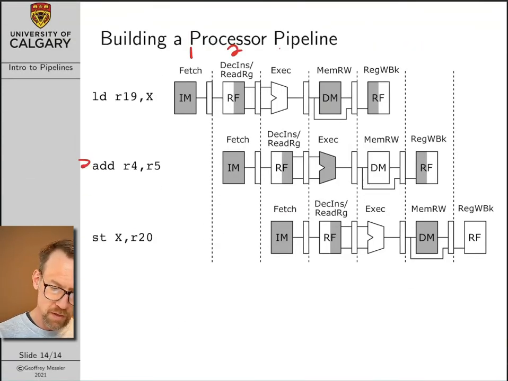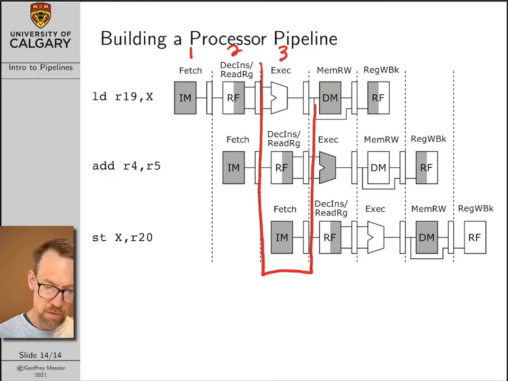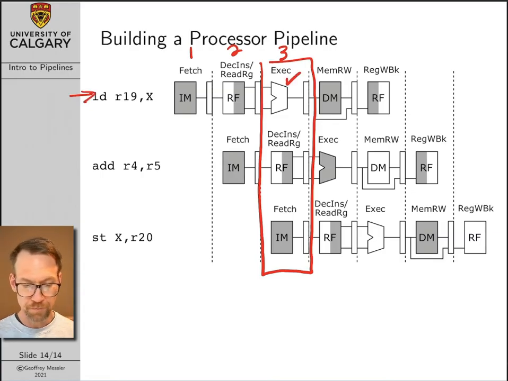So if we go over here for the third vertical segment in our pipeline diagram, again, I'm going to just chop this out here. We can see that for the load command, we've moved on to the ALU execute stage. For add, we've moved on to the register read stage. And for store, we're at the instruction memory fetch stage.